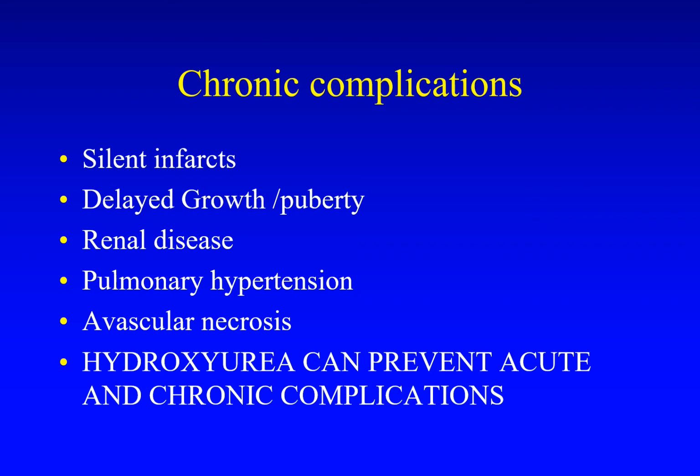There are also chronic complications that these patients develop, including silent infarcts, delayed growth, puberty, renal disease, pulmonary hypertension, avascular necrosis. Hydroxyurea can be given early on to these patients to prevent both acute and chronic complications. It's a drug which has many effects, including raising fetal hemoglobin, which can be protective against complications and crises and hemolysis.